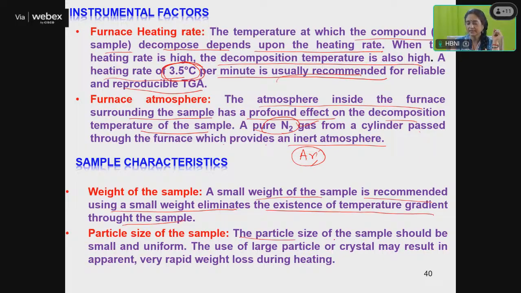Particle size of the sample should be very small and uniform. The use of large particles or crystals may result in apparent very rapid weight loss during the heating. So these things you need to keep in mind while doing a thermogravimetric analysis.